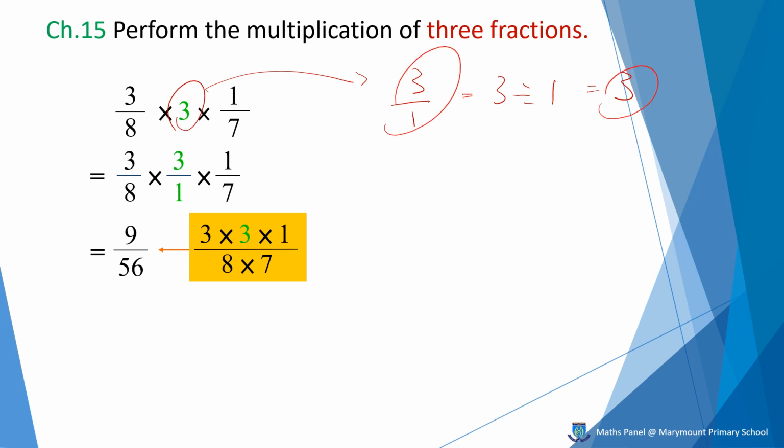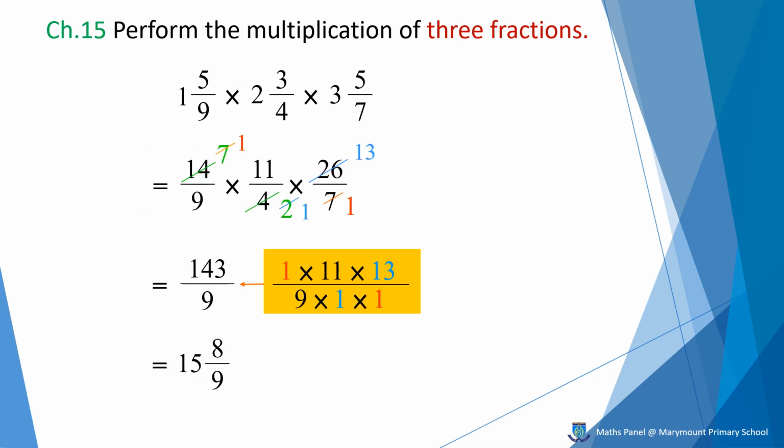They are the same. So you may write it as 3 over 8 times 3 over 1 and then times 1 over 7. Again, multiply all the numerators together, that is 3 times 3 times 1, and for the denominator, 8 times 1 times 7. The final answer should be 9 over 56.